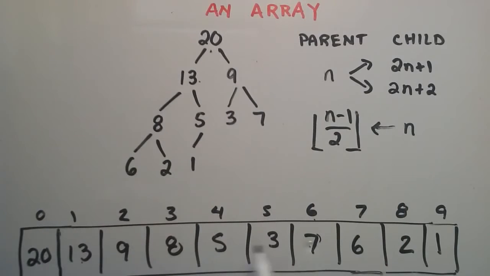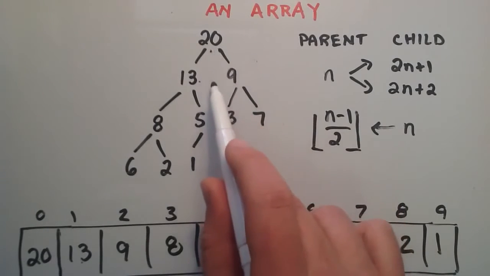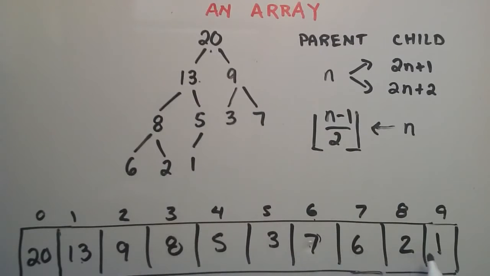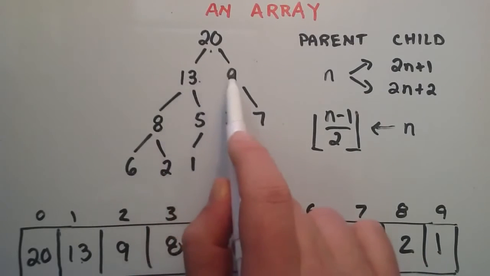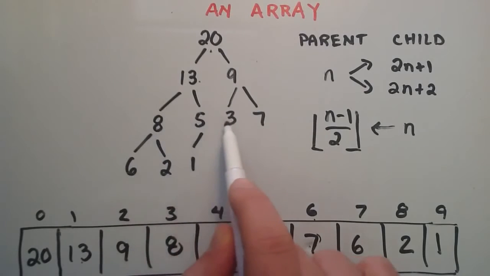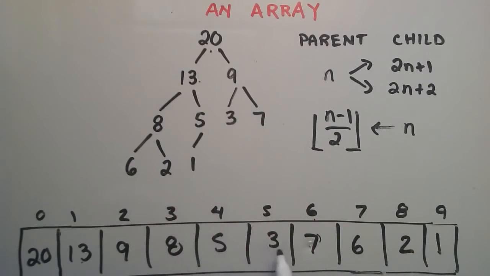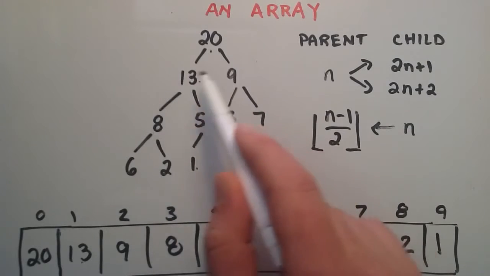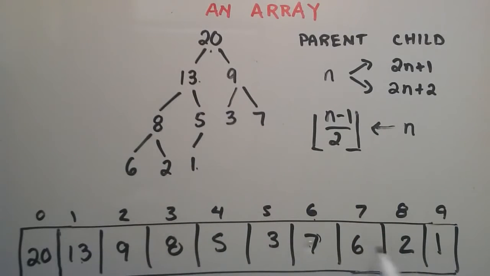And then to fill in the rest of the array, we simply go down the tree from left to right and fill in the values. So 13 and 9 would come next, and then 8, 5, 3, and 7. And then we go down to the bottom row, 6, 2, and 1. So it's pretty simple to see the relationship between the tree and the array when you look at it that way.